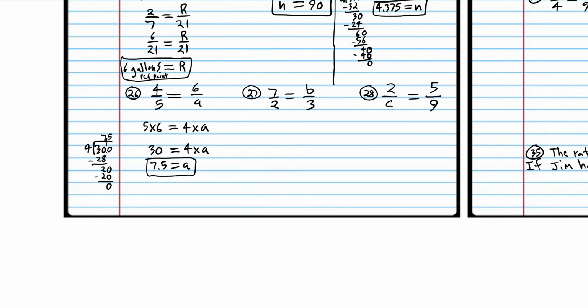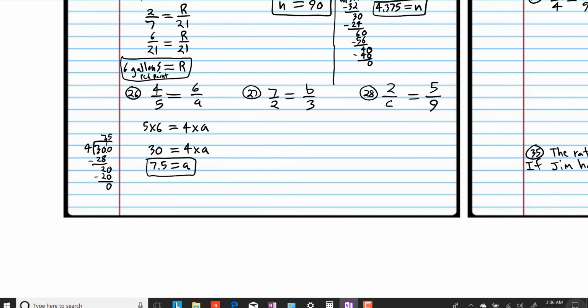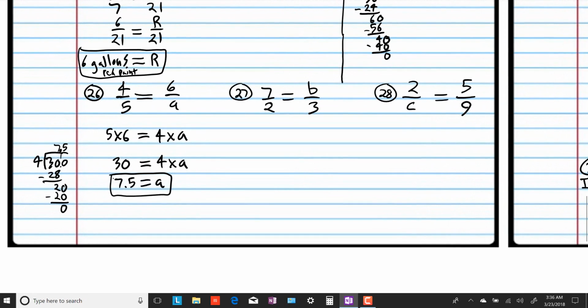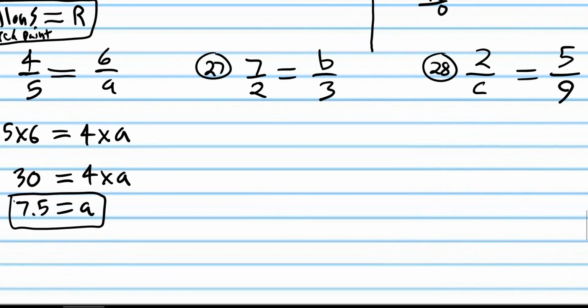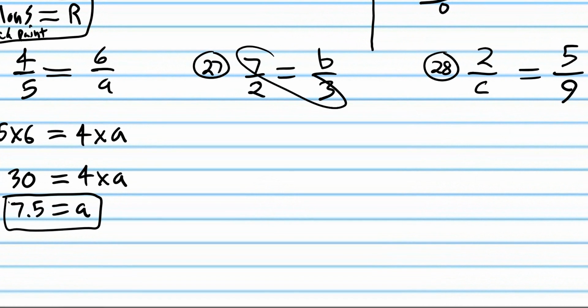All right, so again, this is a more sophisticated method, a more powerful method to find the solution of a proportion. So you're going to use cross products on number 27. Why don't you try number 27, and when you're done, we'll come back and do it together. All right, we're back. So 7 times 3 and 2 times b. 7 times 3 is equal to 2 times b. 7 times 3 is 21.